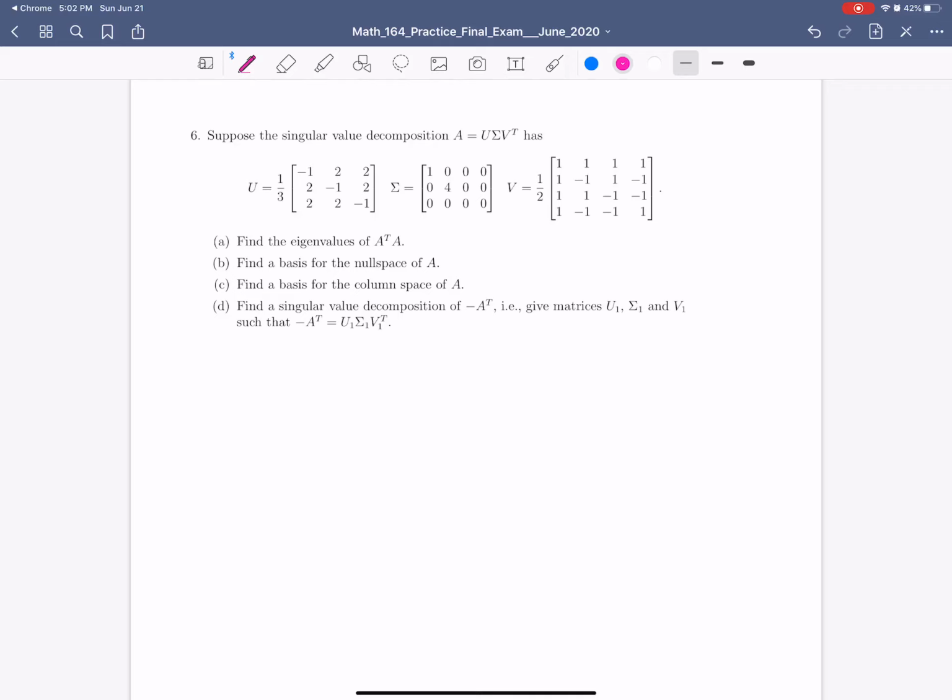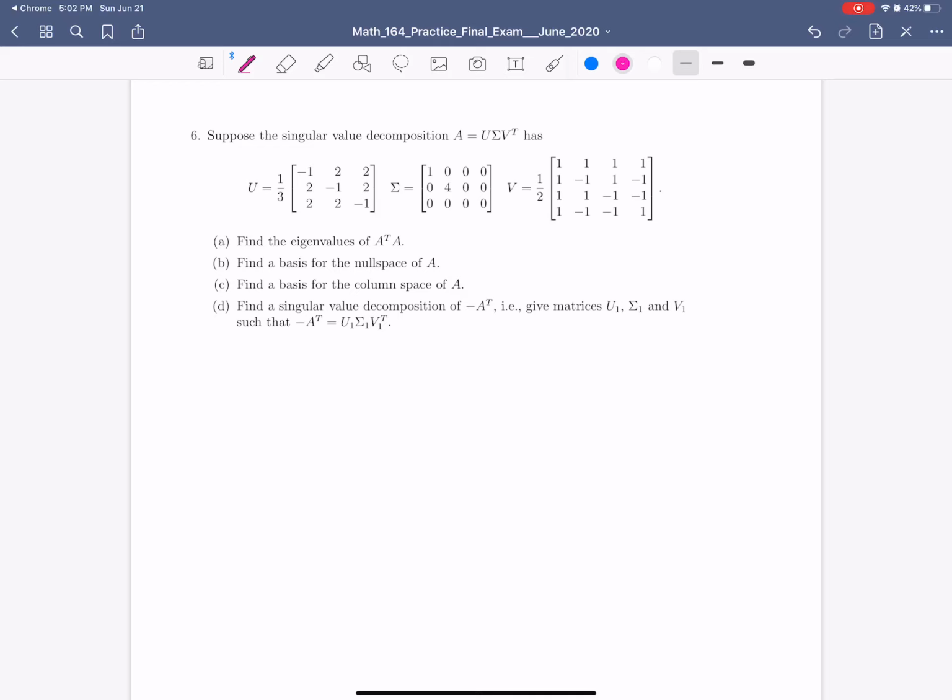Before I solve this problem, I want to say I'm not giving you a lot of singular value decomposition examples here, but I did solve a few in the last video. I do need you to know those examples. It's very important. You should expect to see a question that asks you to compute the singular value decomposition for a matrix A. It's also important that you're able to use the singular value decomposition of a matrix A, a given singular value decomposition, to conclude certain things about the matrix, like we have here.